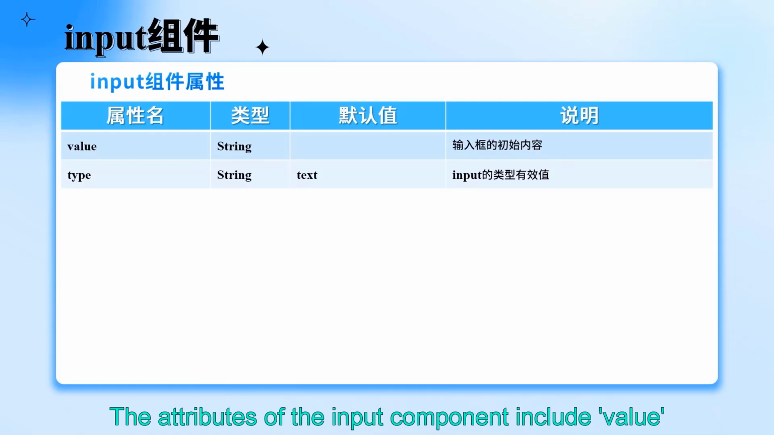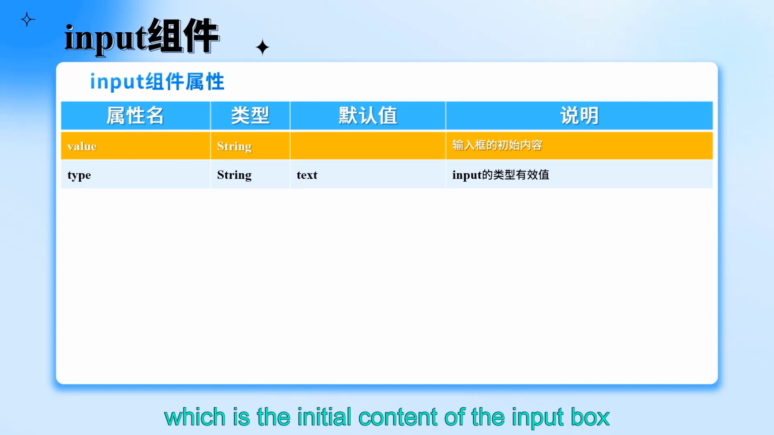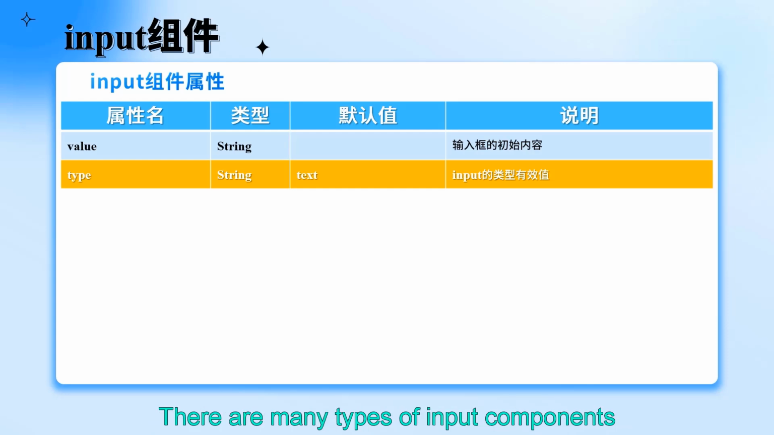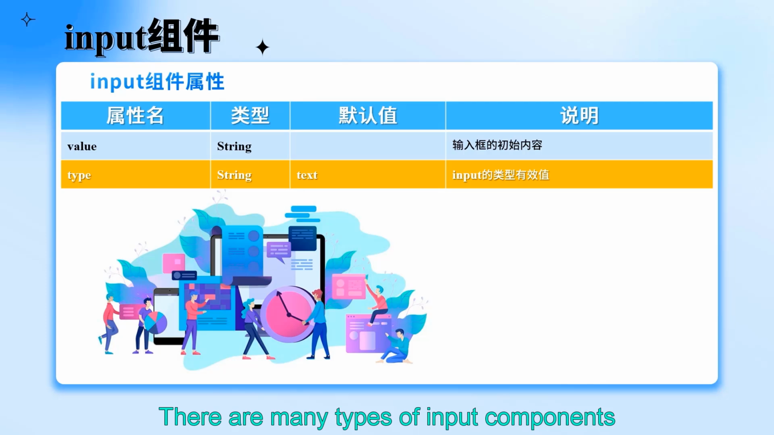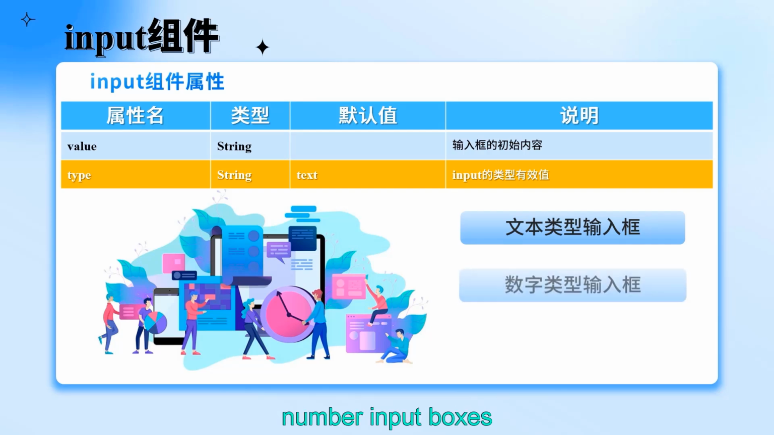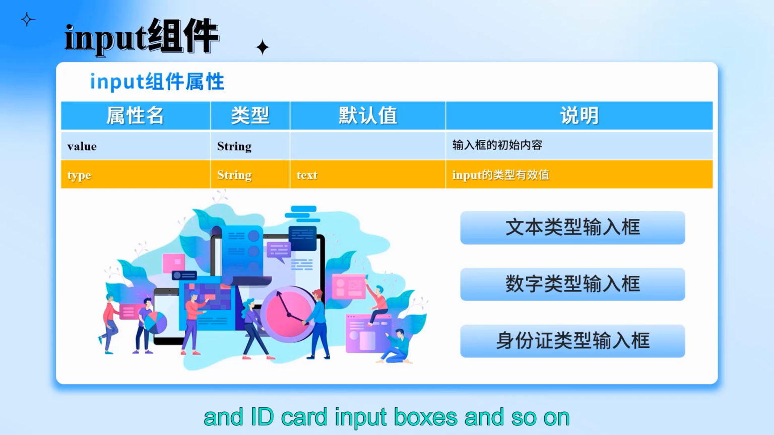The attributes of the input component include value, which is the initial content of the input box. And this is the most important attribute. Type indicates the type of the input component. There are many types of input components, such as text input boxes, number input boxes, and ID card input boxes, and so on.